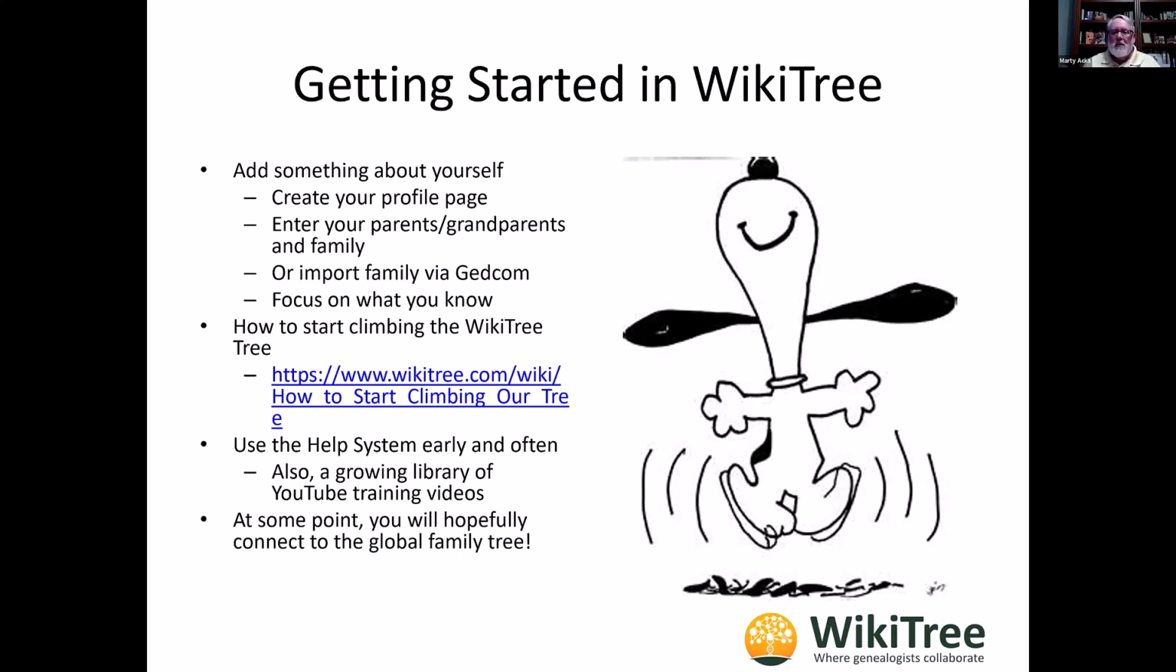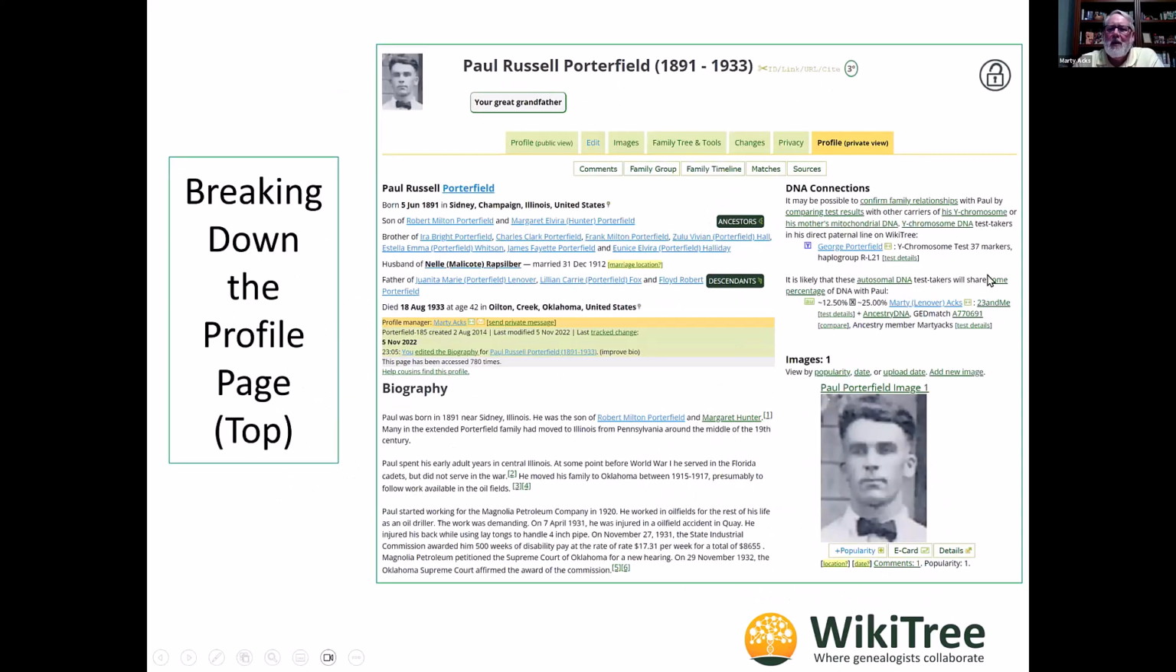I can know if I have a connection to Scotland. I do. Do I have a connection to England? I do. Do I have a connection to Sweden? Probably not, in spite of what Ancestry wants to tell me about my DNA, or at least not in the last 800 years. Getting connected to the global family tree is kind of the whole point of WikiTree. We were talking earlier, and this is a little bit smallish. I hope people can see it.